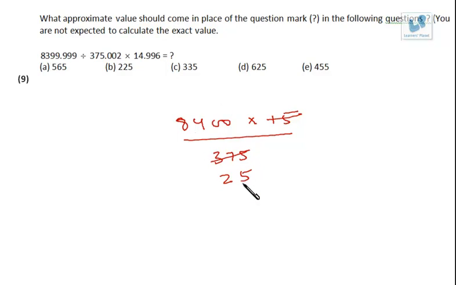Now 8400 divided by 25, 3, we will be getting the answer in threes. No need to calculate further. We have just a single option with the first digit as 3, so 335 will be the correct choice, and other options are quite far, so no need to worry, no need to calculate further. 335 will be the correct choice.